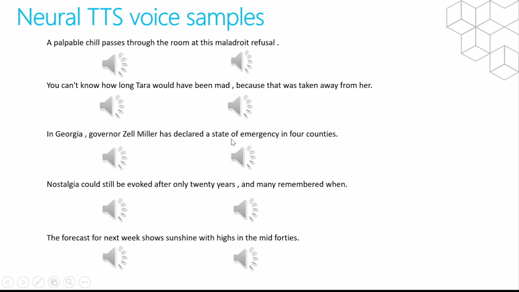A palpable chill passes through the room at this maladroit refusal. In Georgia, Governor Zell Miller has declared a state of emergency in 4 counties.